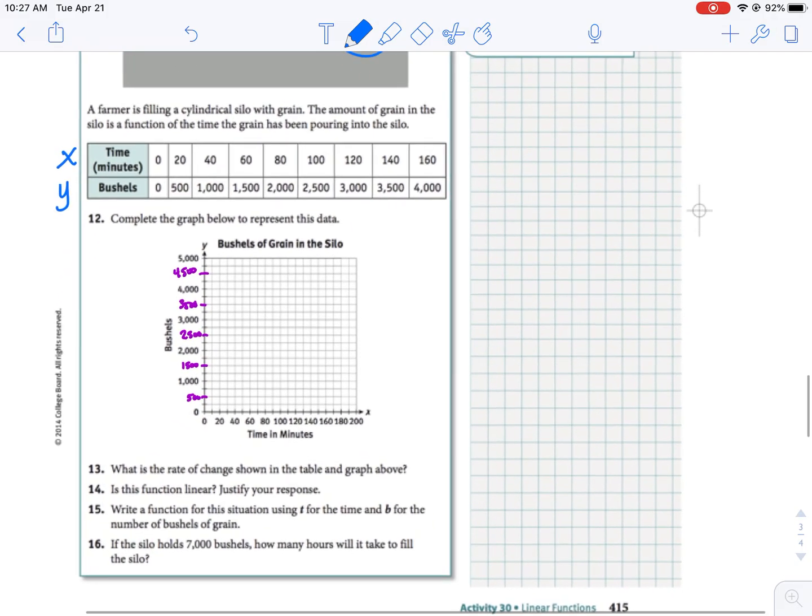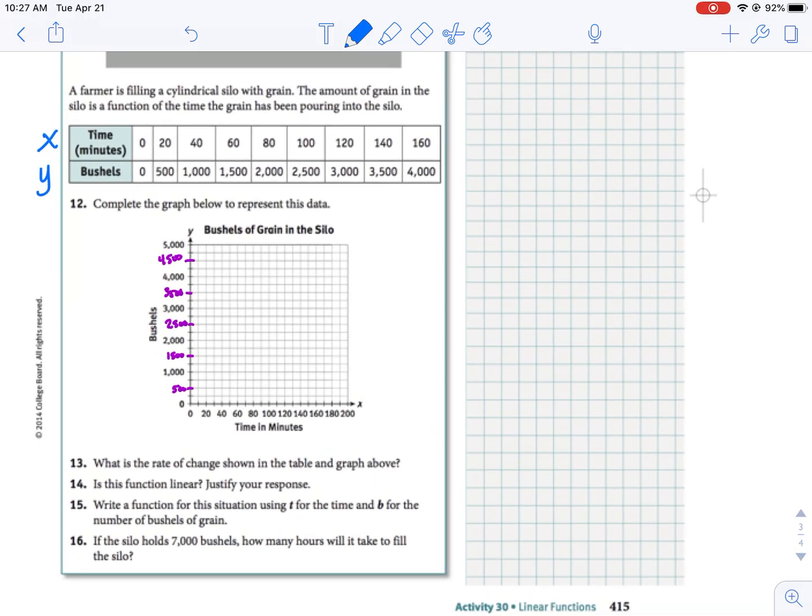All right, so it gives us the values, and the first question says, complete the graph.